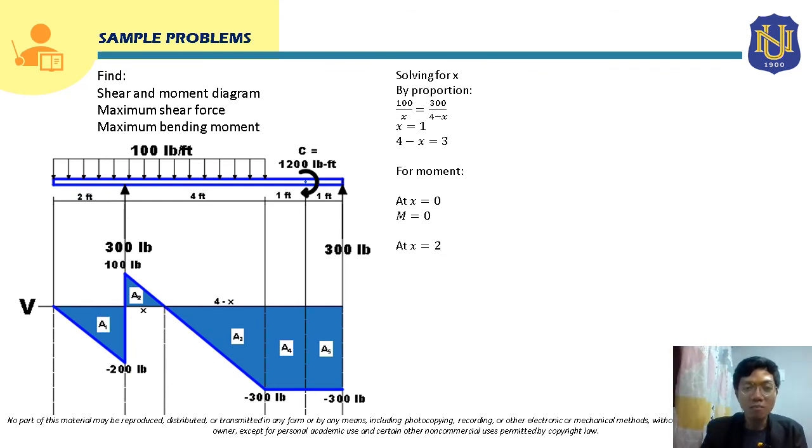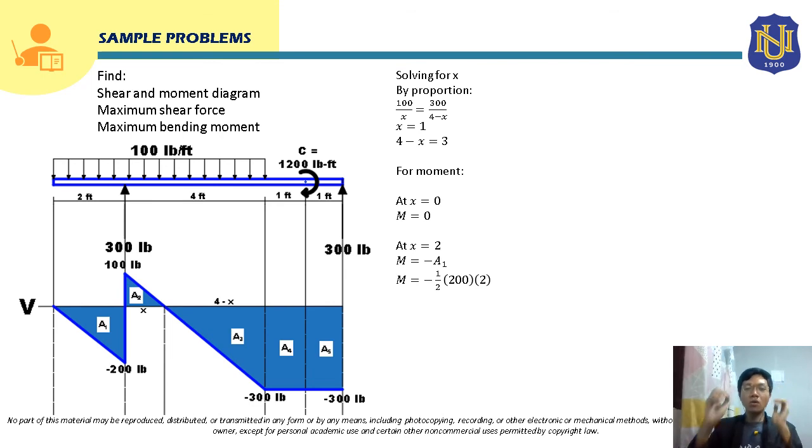Okay, so class, the moment will just be the area 1. Since this is below the x-axis, this will be negative here. This is a triangle with base 2 feet, and its height will be 200. Again, disregard the negative sign here. So the area here will be negative 1/2 base times height, so that will be negative 1/2 times 200 times 2. Therefore, the moment at x equal to 2 is negative 200 pound-feet.